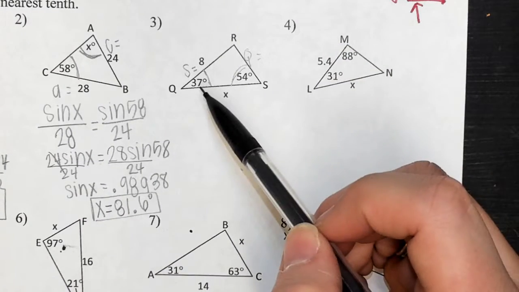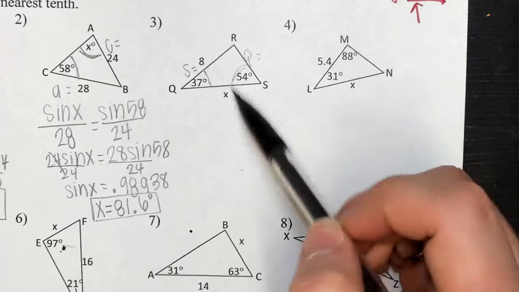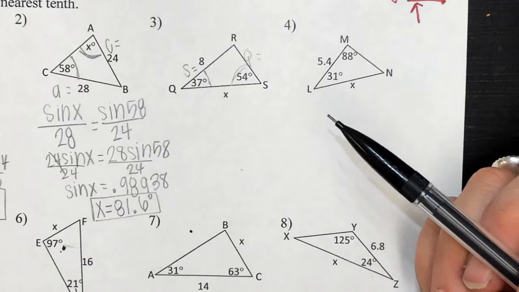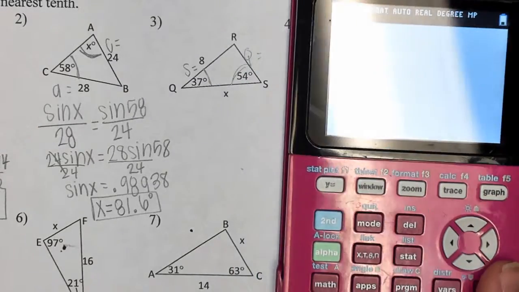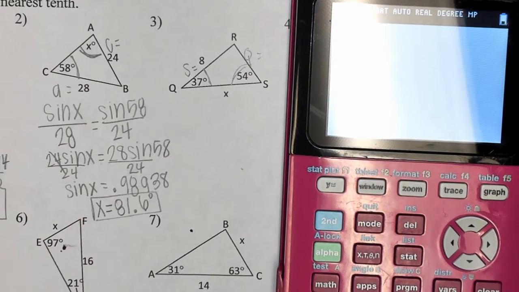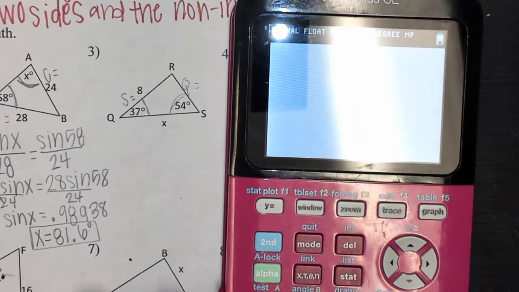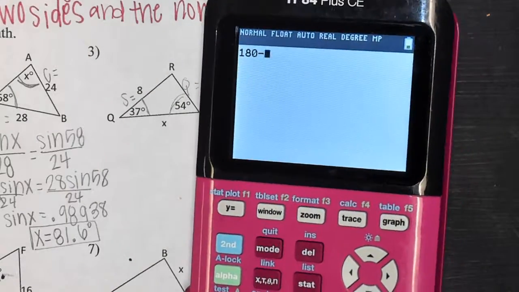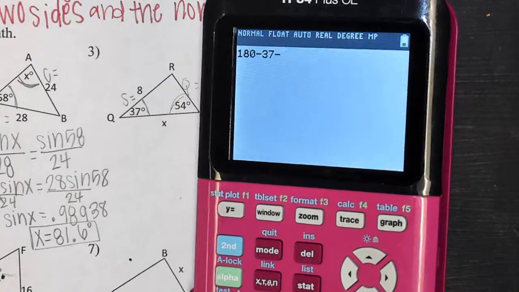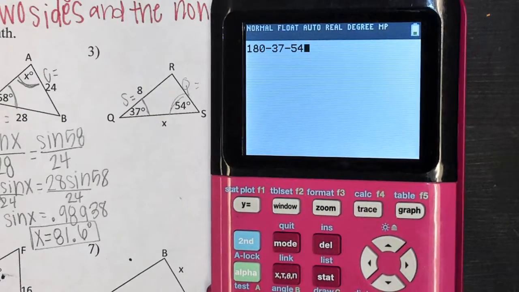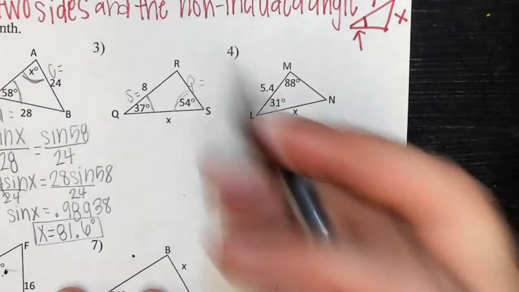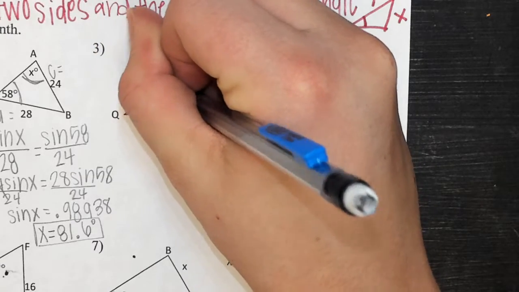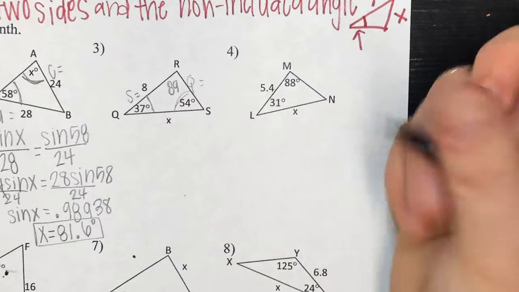But what do I do now? 37 and? Oh, you did 180 minus. Good. This is still a triangle. If I know 2 of the sides, I can still find the third. So let's do 180 minus 37 minus 54. And now I know angle R is 89 degrees. So this is 89 degrees.